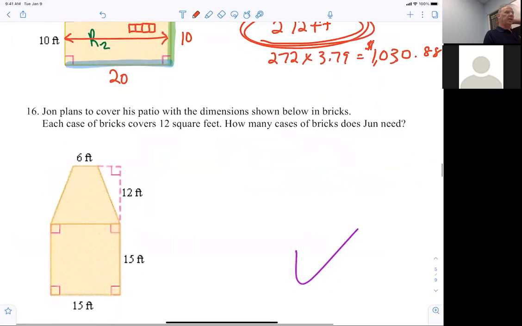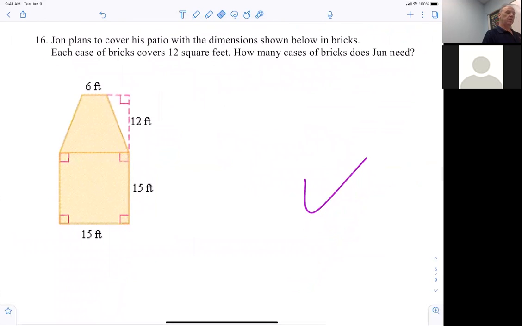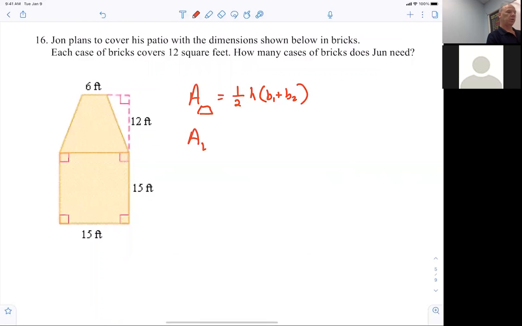All right, so Josh, you're up. Give me some explanation on 16, please. What did you do? Area of a trapezoid. So tell me what that is. Yes. All right. And then what other figure is down there? Good. And what's that? Yes. All right.